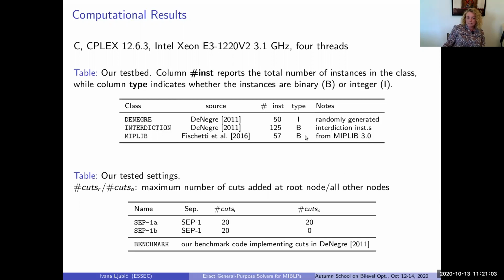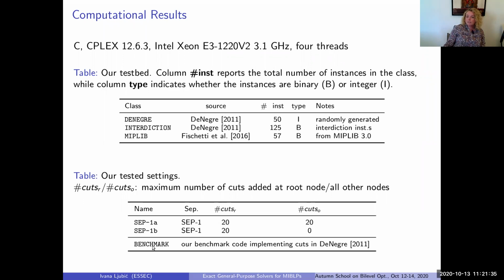And what we tested are three different settings. One setting is the basic branch and bound approach, in which we use the intersection cuts only to tighten the formulation. One option was to tighten the formulation and to add up to 20 cuts at the root node and at every other node, or to tighten the formulation only at the root node.